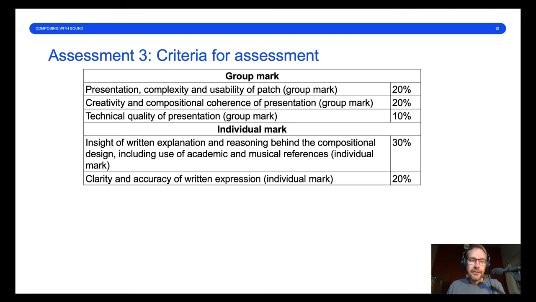So these are the criteria for assessment, and you can see that they're divided into group and individual components. The group mark is given for the presentation, complexity, and usability of the patch. Remember all the points that we picked up on in assessment number 2, the careful use of comments. You can attribute patch ideas in a comment in the patch. You'd be marked on the creativity and compositional coherence of the presentation.